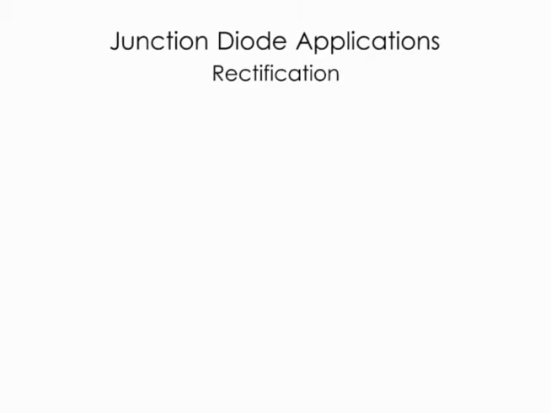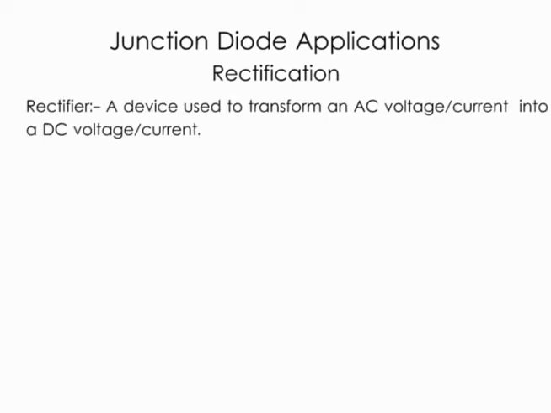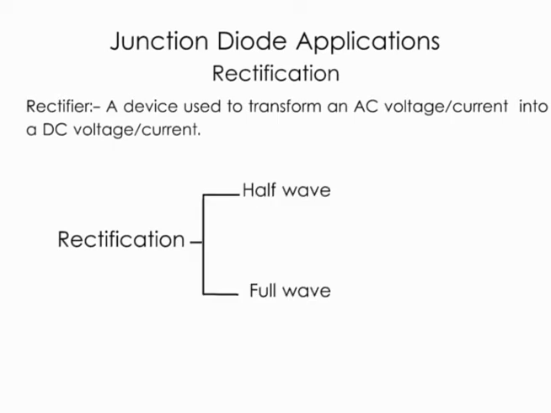And finally, we look at the application of junction diode in rectification. A rectifier is a device that is used in transforming an alternating voltage and current into a direct voltage and current. The process is called rectification. There are two types of rectification: half-wave rectification and full-wave rectification.